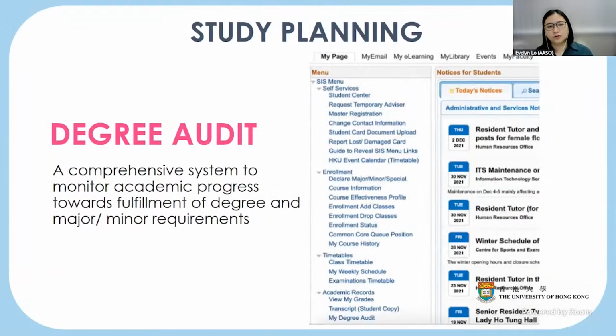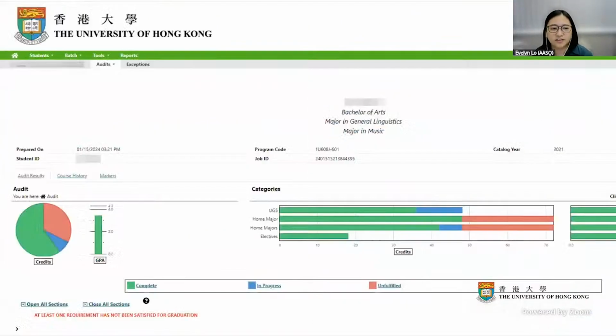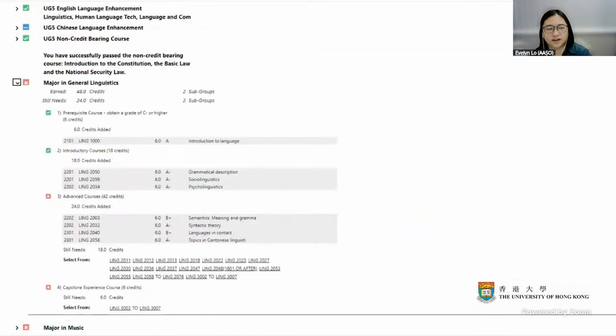So you could also check your study progress and what courses you will have to do or you have already completed using the degree audit system. Again, after master registration, when you can log into your portal, under my page, there's my degree audit. So it basically looks something like this. Green are stuff you have already completed. So if you have advanced standing, you'll be able to see them in green. Blue are things that you are currently enrolled in, and red are stuff that you have not completed.